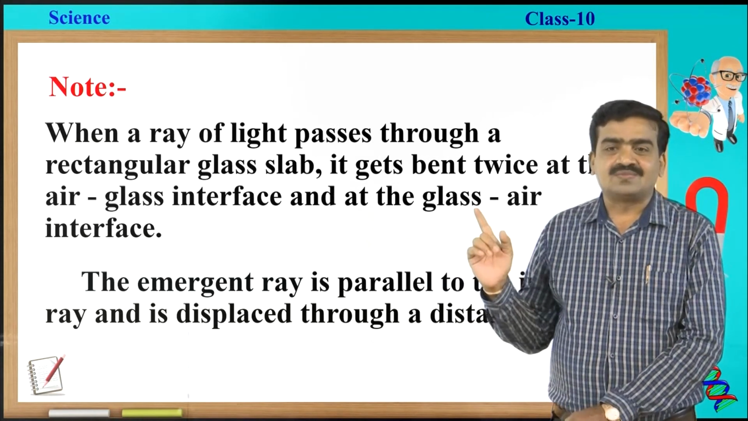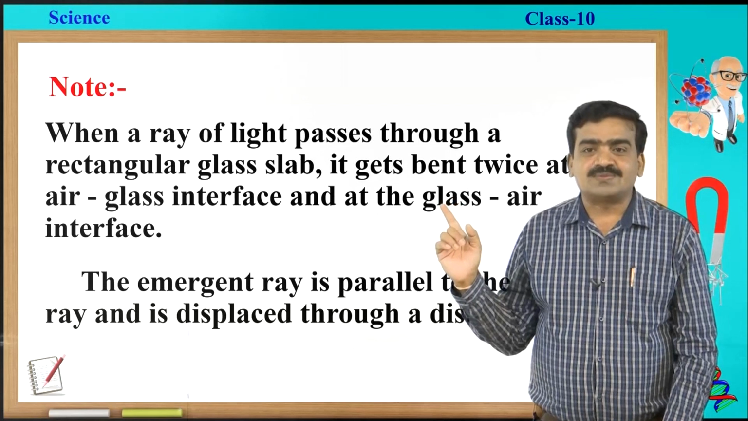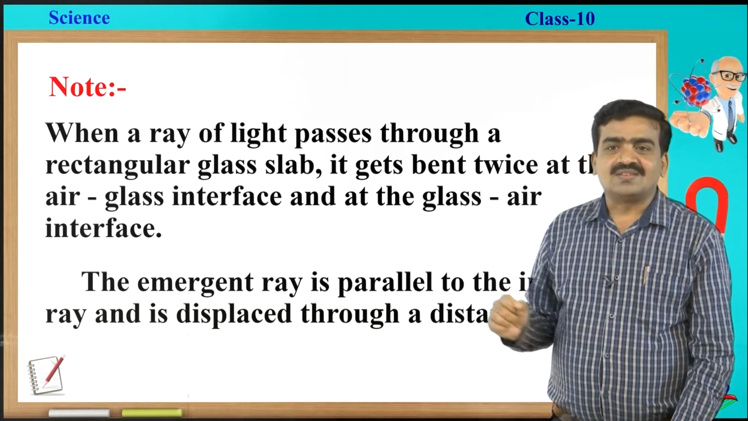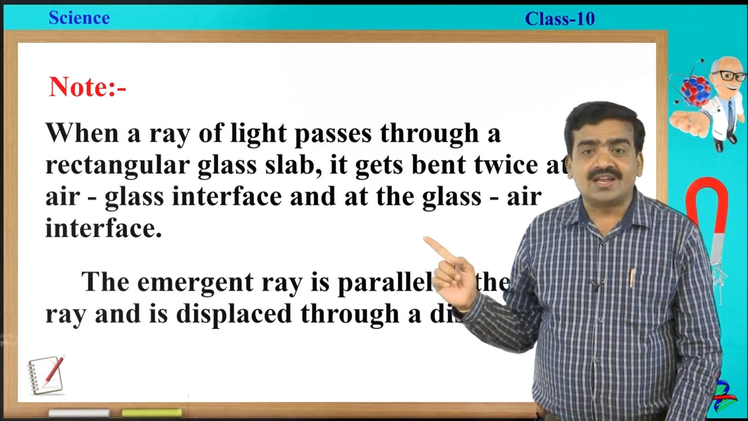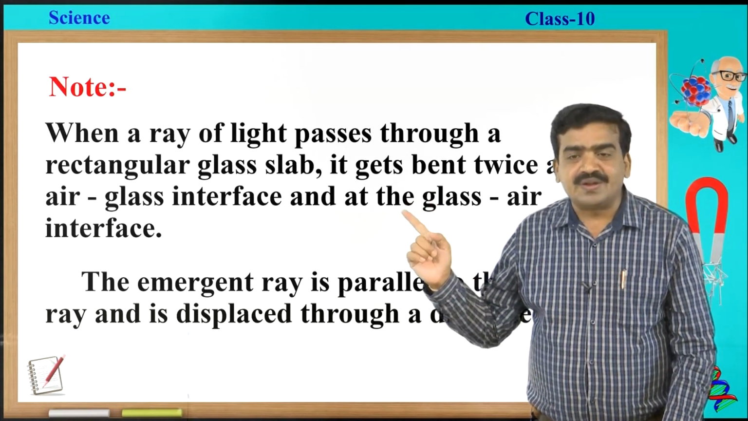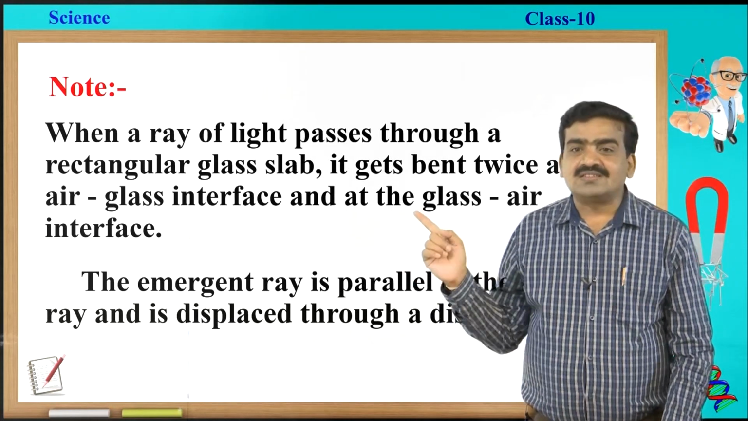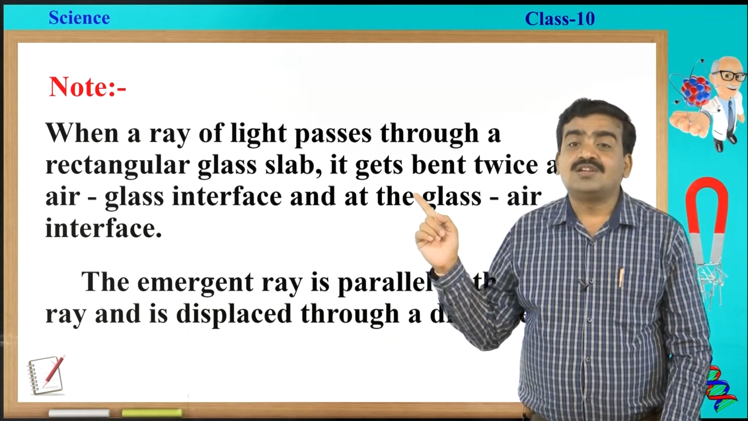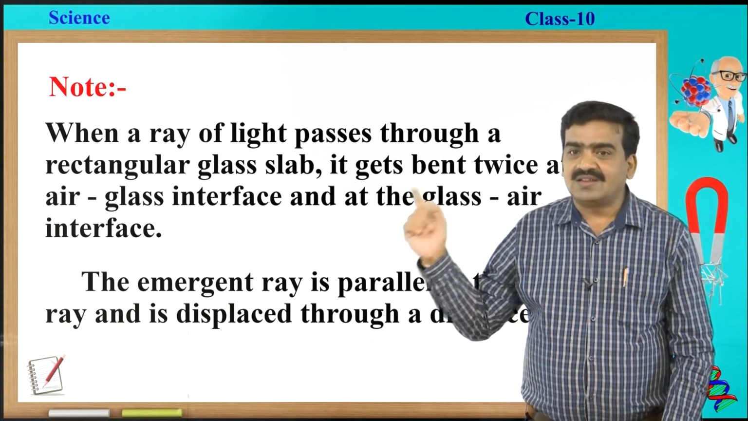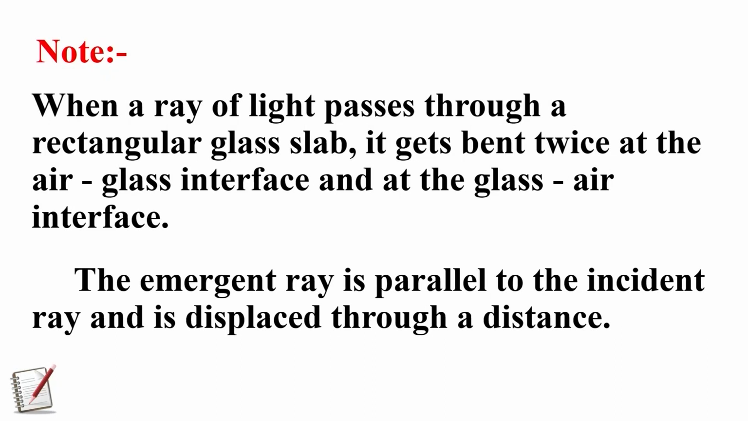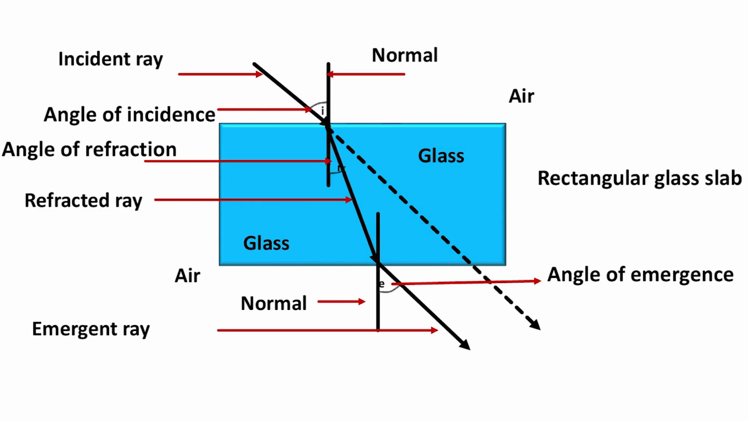For the first time, the refraction takes place from air medium to glass medium, and the second time, when the ray of light travels from glass medium to air medium, it is again refracted. That is why refraction takes place twice in the case of a glass slab. Also note that the emergent ray is parallel to the incident ray and is displaced through a distance.